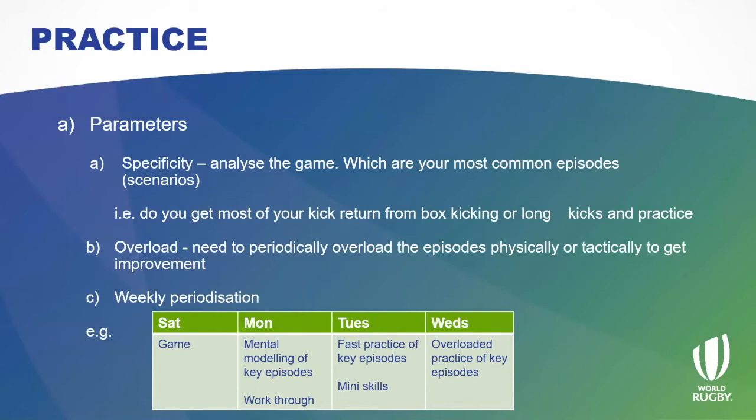So the two important parameters to look at are specificity and overload. By specificity, I mean analyse the game, analyse the games that you play. Don't analyse Super Rugby games or Tier 1 tests, analyse the games you play and what are the most common episodes in which you get the ball. So, for instance, do you get the majority of your possession from kicks, from a contestable kick or from long kicks? And make sure, therefore, in that week that you're playing that opposition, you practice those scenarios of how you get the kick.